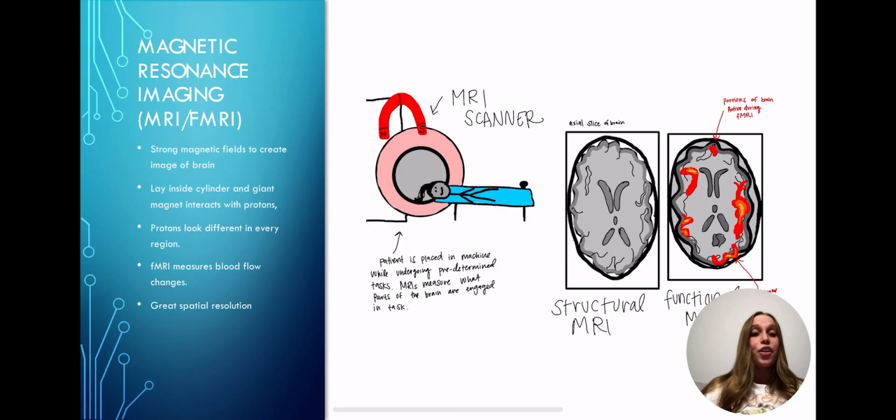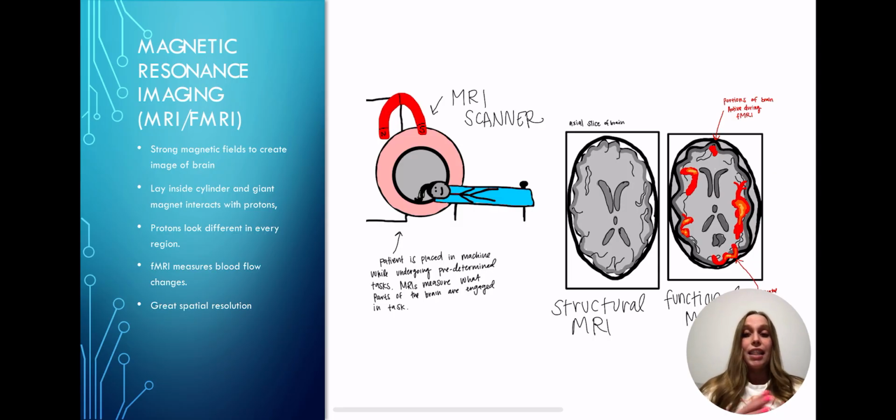Next, we have magnetic resonance imaging, including MRI and fMRI. In both of these, an individual is placed within a giant MRI scanner, that big cylindrical tube you can see on the left. Inside the scanner is a giant magnet. We create this magnetic field which interacts with the protons within the individual's body. Protons of various tissue types behave differently and therefore look different on the recording computer.